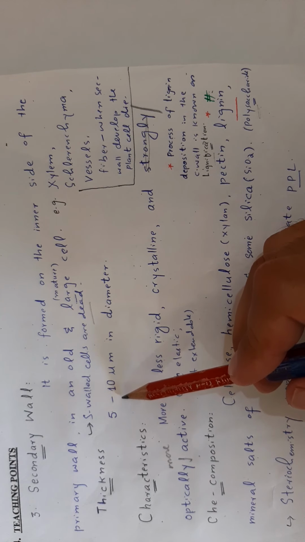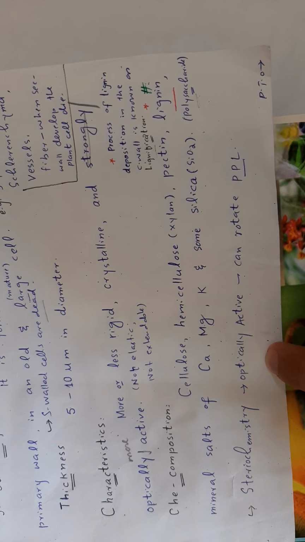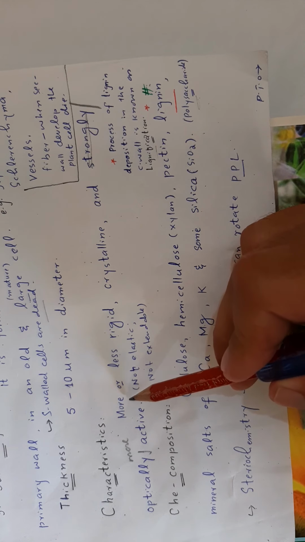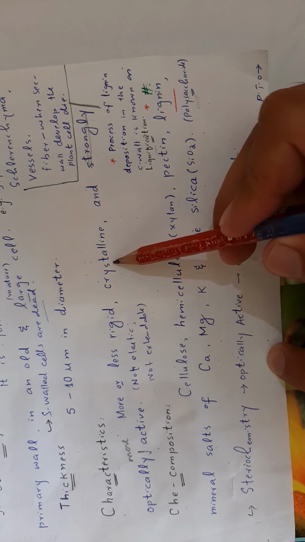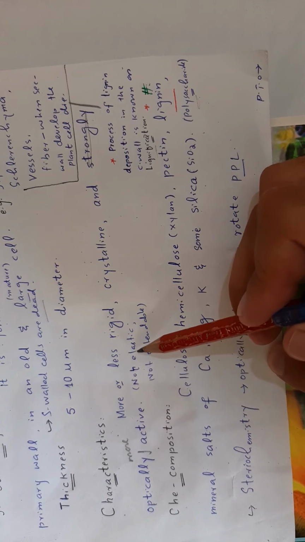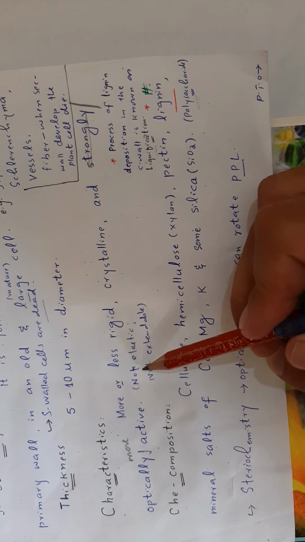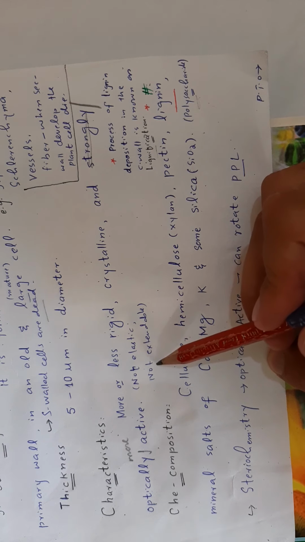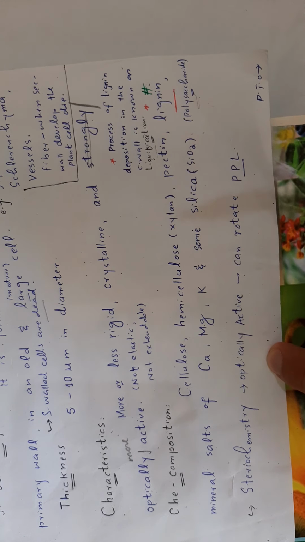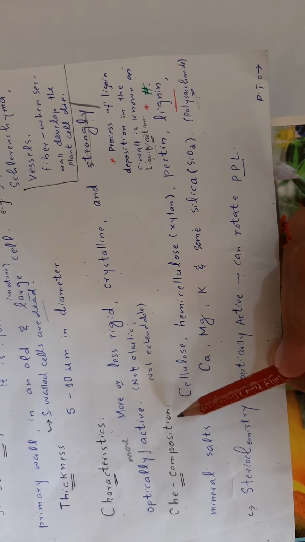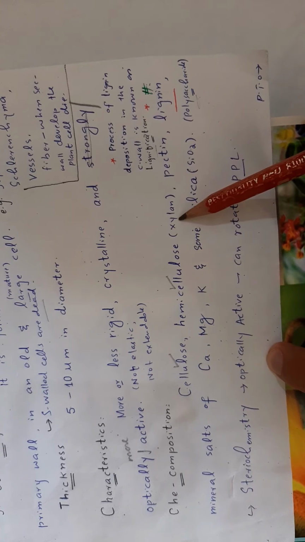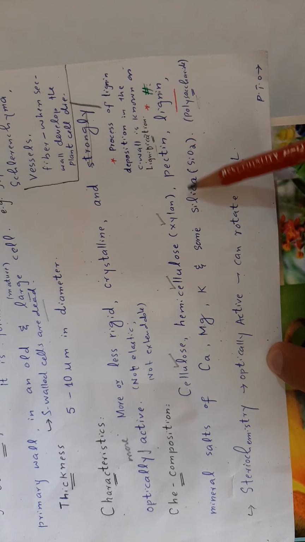Secondary wall is 5 to 10 micrometer in thickness. Characteristics of secondary wall: it is more or less rigid, crystalline, and optically more active. It is rigid and it is non-elastic and non-extendable, unlike primary wall.